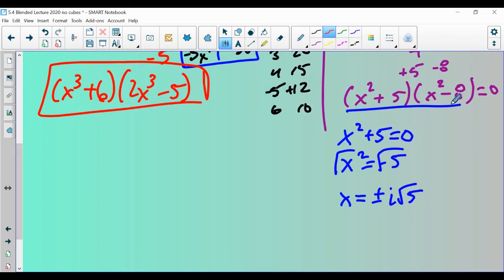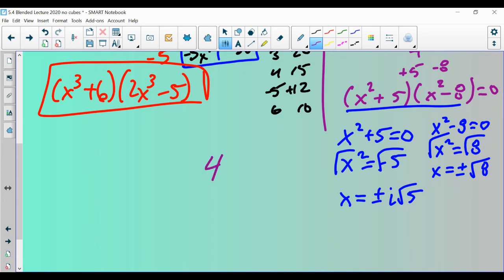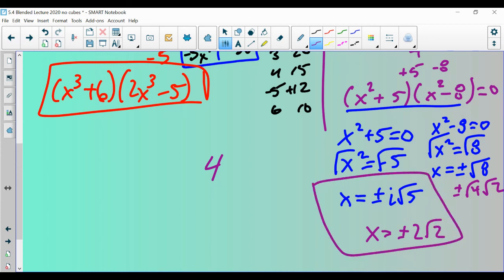Then we have to solve this one here, x squared minus 8. So set it equal to 0 and solve it. Add 8 to both sides, x squared equals 8. Take the square root of both sides. So we'd have x is equal to plus or minus the square root of 8. But the square root of 8 can be simplified. It has a perfect square factor, and that perfect square factor is 4. So it would be plus or minus root 4, root 2. Square root of 4 can be simplified, plus or minus 2 root 2. So my 4 answers are i root 5, negative i root 5, 2 root 2, and negative 2 root 2.